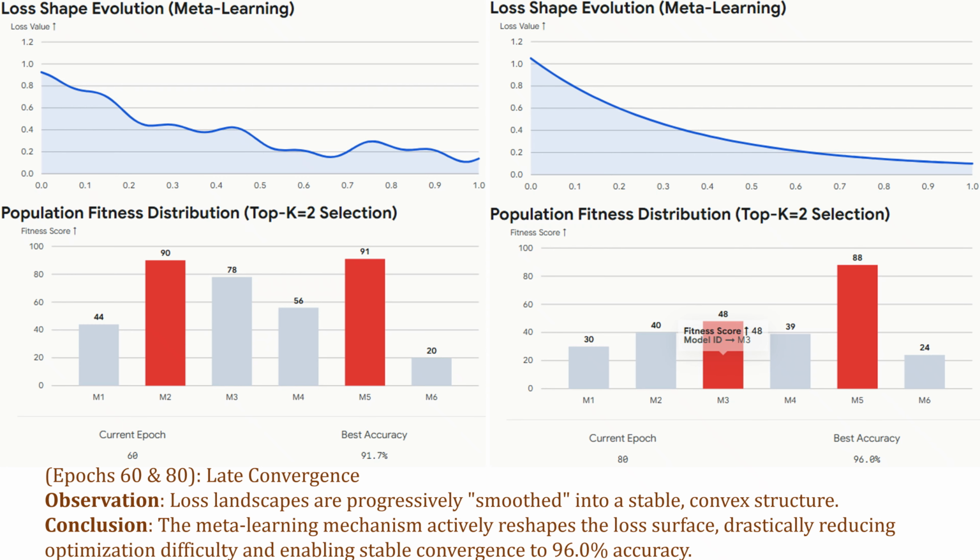This slide shows the later stage, at epochs 60 and 80. The loss shape becomes smoother and more stable. This suggests that EDL gradually learns a better loss surface. A smoother loss shape can make downstream classifier training easier and more stable.